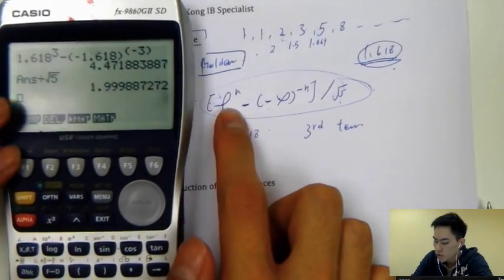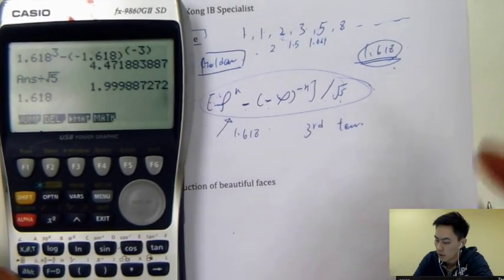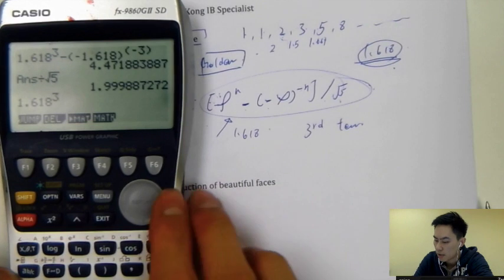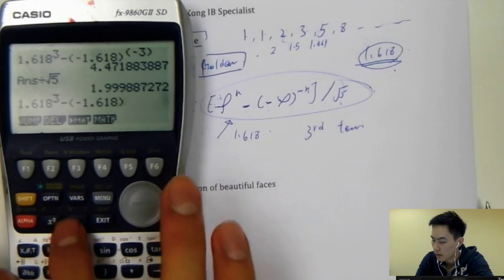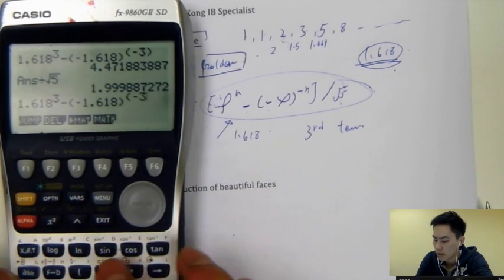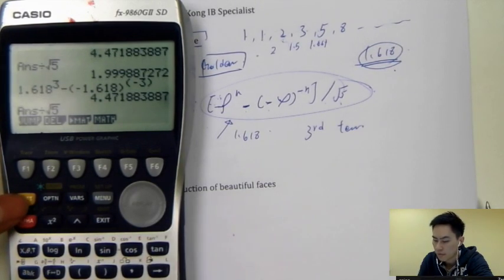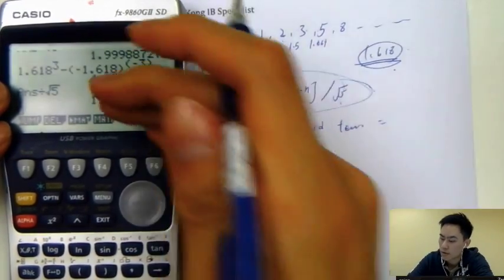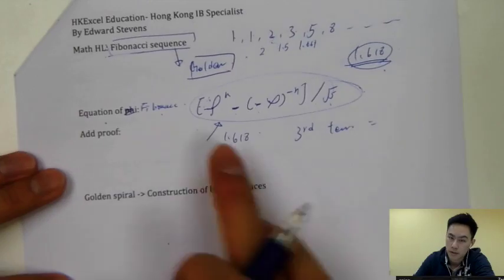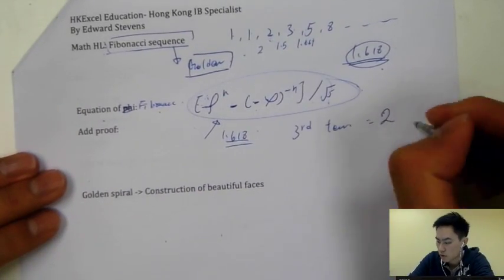Just sub in the number 1.618, and then to the power of 3, since this is the third term. Then minus, brackets, negative 1.618, close the brackets, to the power of negative 3. Then you enter, divided by root 5, and you have the answer. That is very, very close to what? It's 2, 1.9998. Because I use 1.618, there's a rounding error, so it should actually be exactly equal to 2.